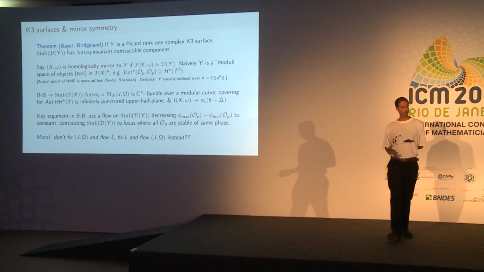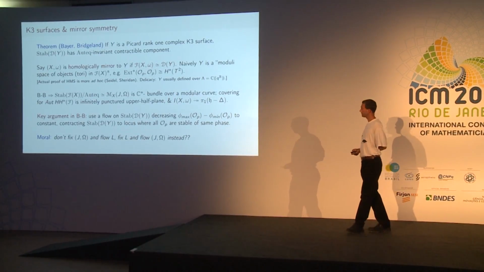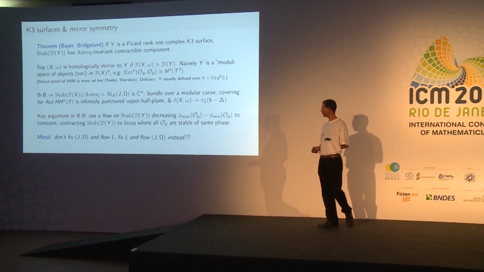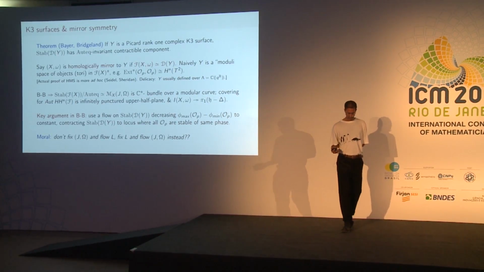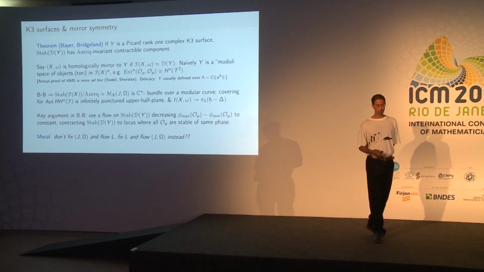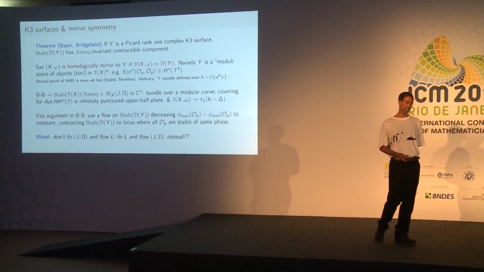And morphisms in the derived category are given by Ext groups. The Exts of a skyscraper sheaf with itself are an exterior algebra. They're the cohomology of a torus. So we might hope to build Y as a moduli space of Lagrangian tori in X.